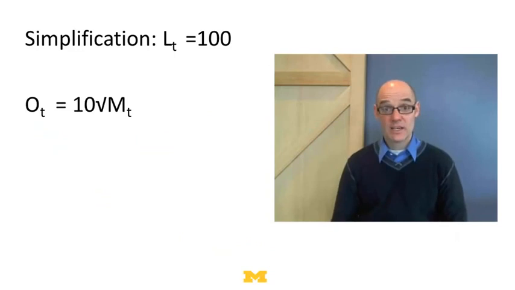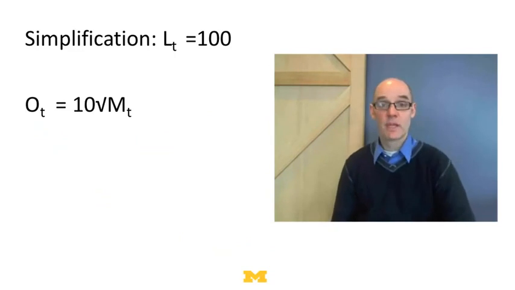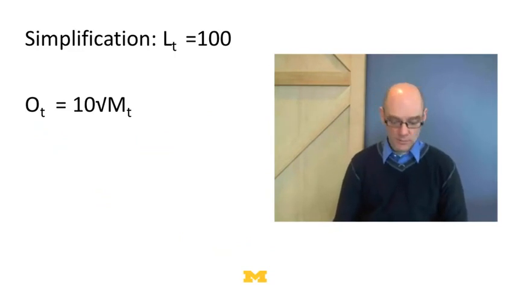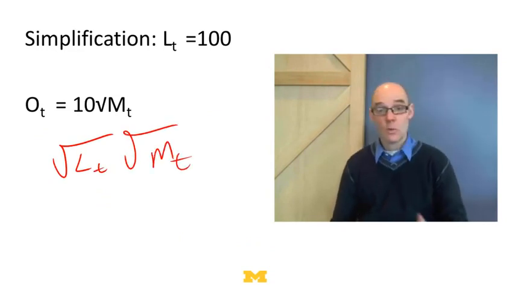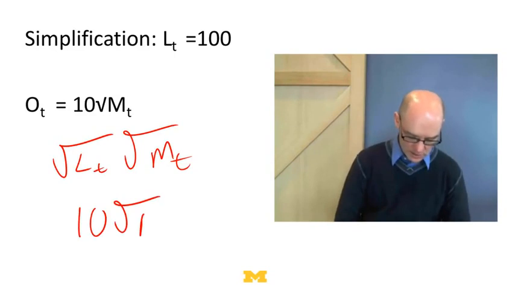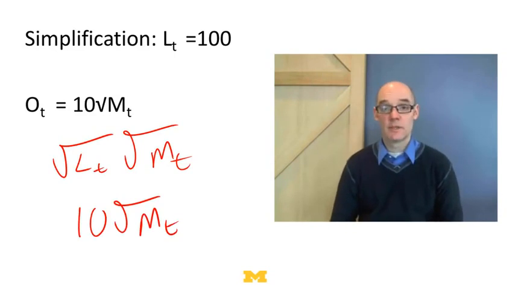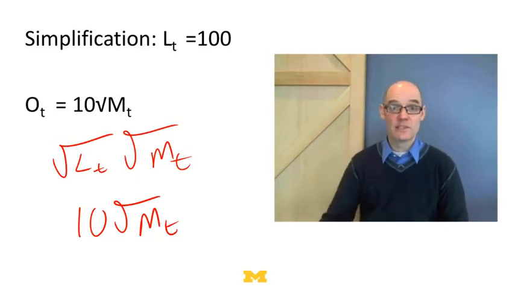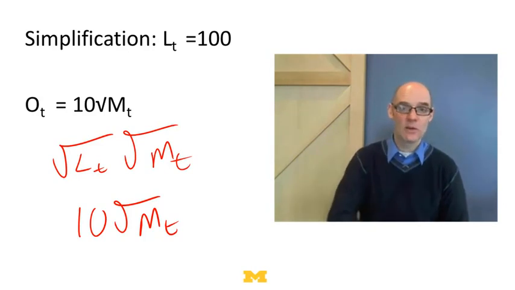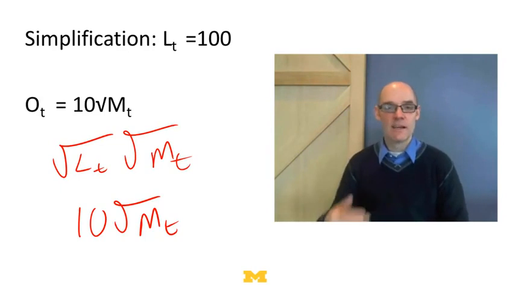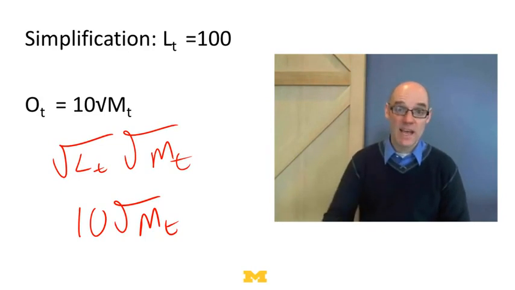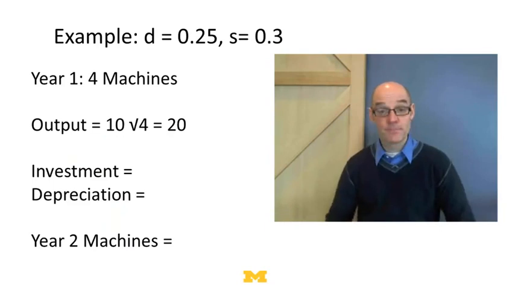Okay, we have a lot going on here, right? So let's simplify things a little bit. Let's assume that we've just got 100 workers. Remember before, our output was equal to the square root of L_t times the square root of M_t. We're going to assume we have 100 workers, so that's just going to mean it's 10 times the square root of M_t. That'll make things simpler. In a more realistic model, we'd have workers deciding to go to work depending on what the wage is. And so we'd have to create a market for wages as a function of output and as a function of how much people like the coconuts, and that would get really complicated. So we're just going to skip the entire labor market and just assume everybody goes to work every day, and then we'll see what happens.